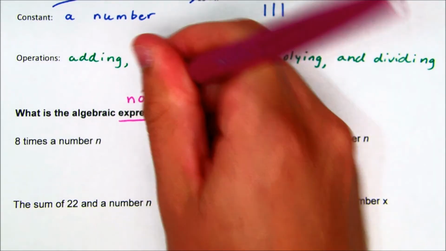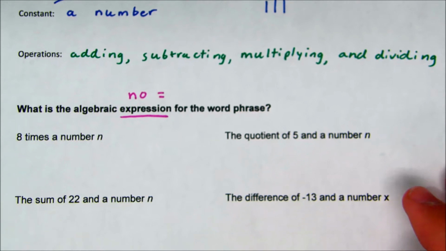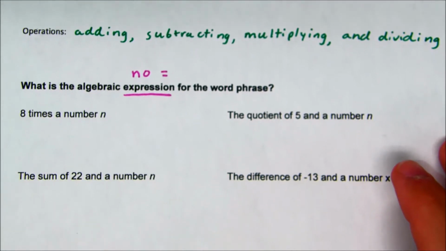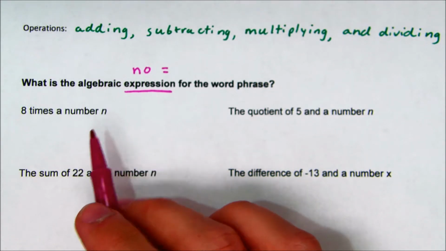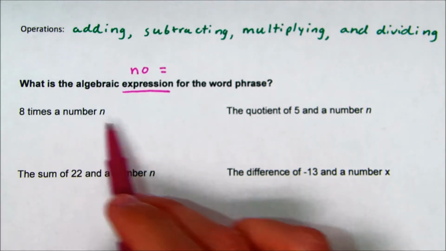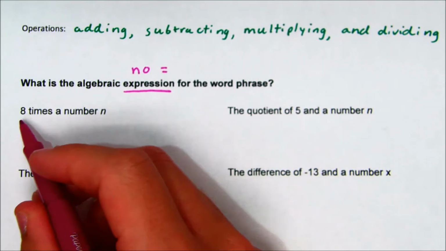So let's try a couple, then you're going to do two. The first one here, I have 8 times a number n. Now whenever we're translating, we always want to work left to right. So here I've got 8 times. Now times, if you remember, is multiplication.